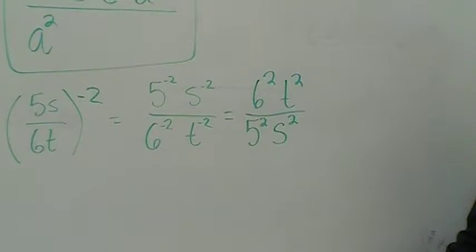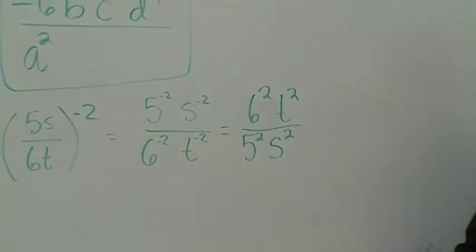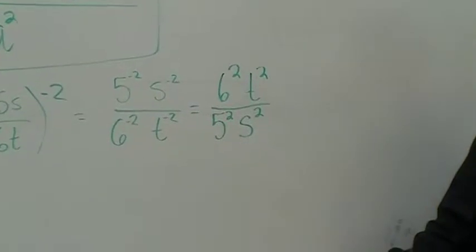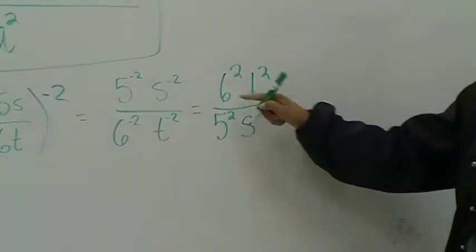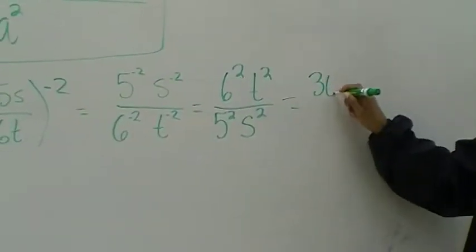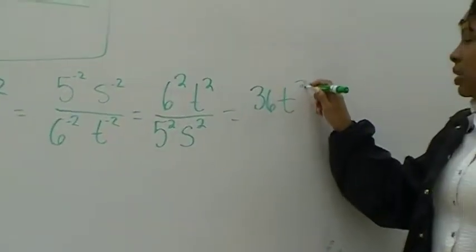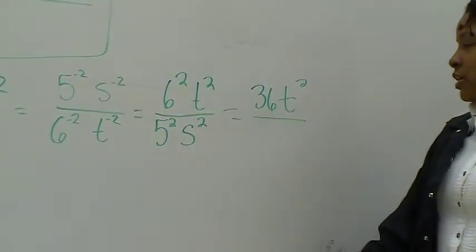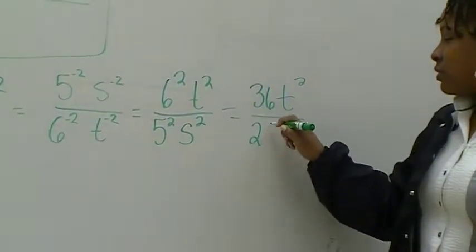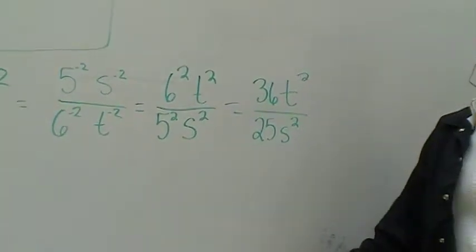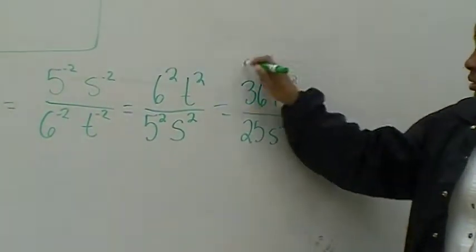Am I done? No. Is there anything else I could do? Yeah. You can multiply 6 by 6. Yes. What's 6 to the second power? 36. 6 times 6? 36. And 5 by 5, 25. 5 to the second power is 5 times 5, just 25. And you're done.